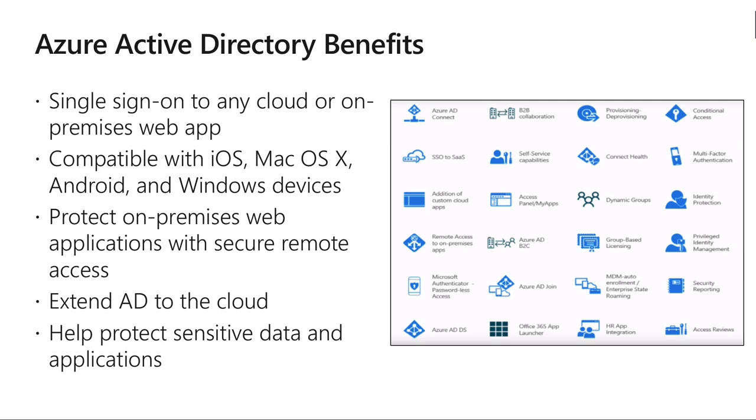And also it can protect your on-premises web application with secure remote access. So access your on-premise web application from anywhere and protect it with multi-factor authentication, conditional access policy, and group-based access management, so users can access their SaaS and on-premise web apps from the same portal. Also, it easily extends your local Active Directory to the cloud using Azure AD Connect.